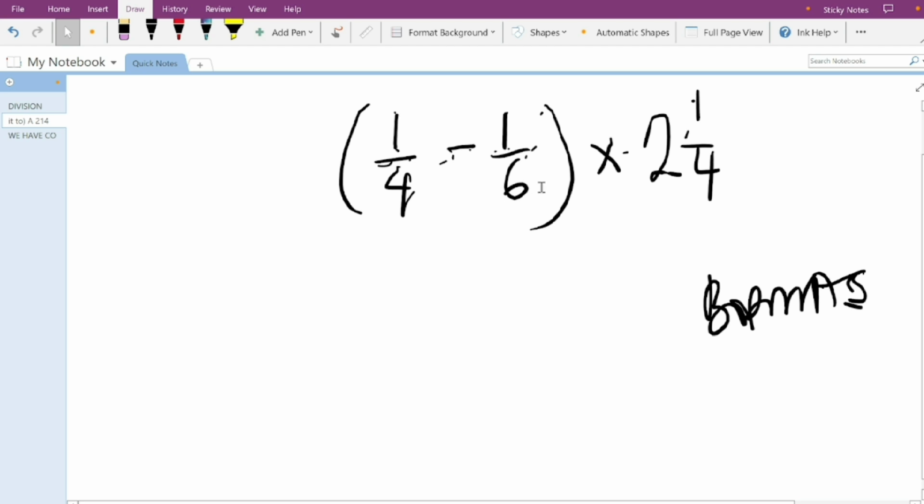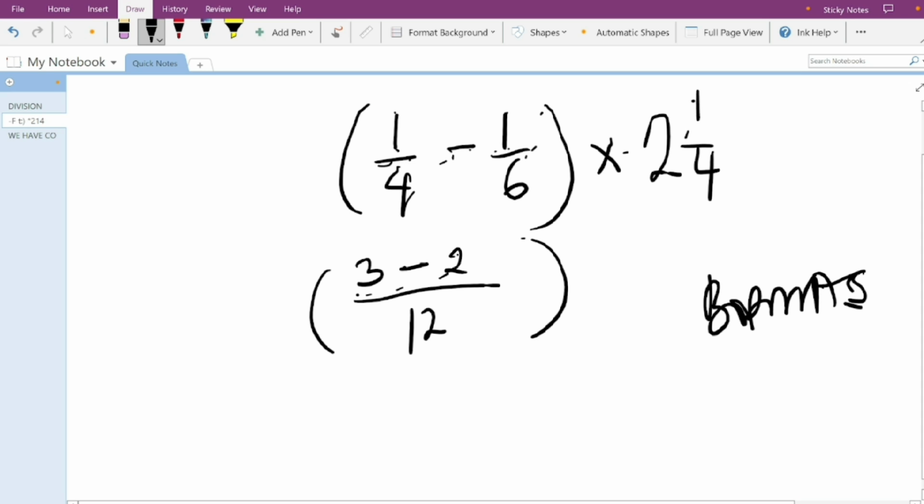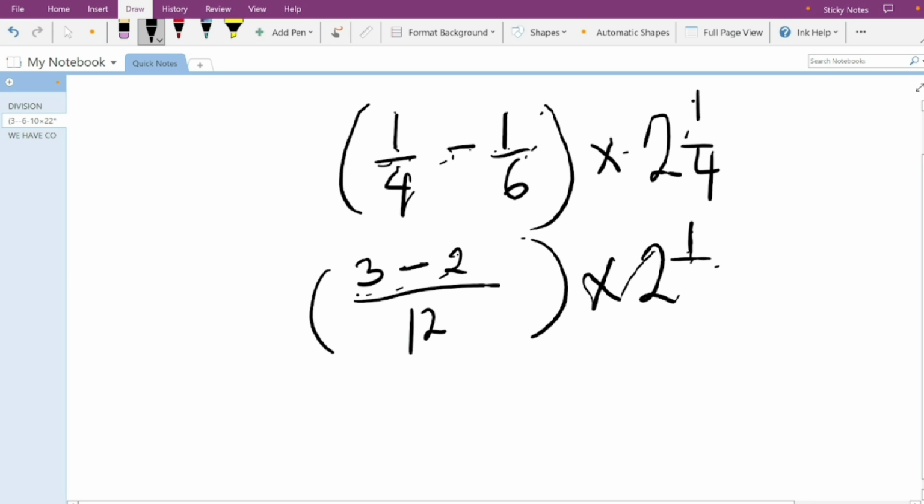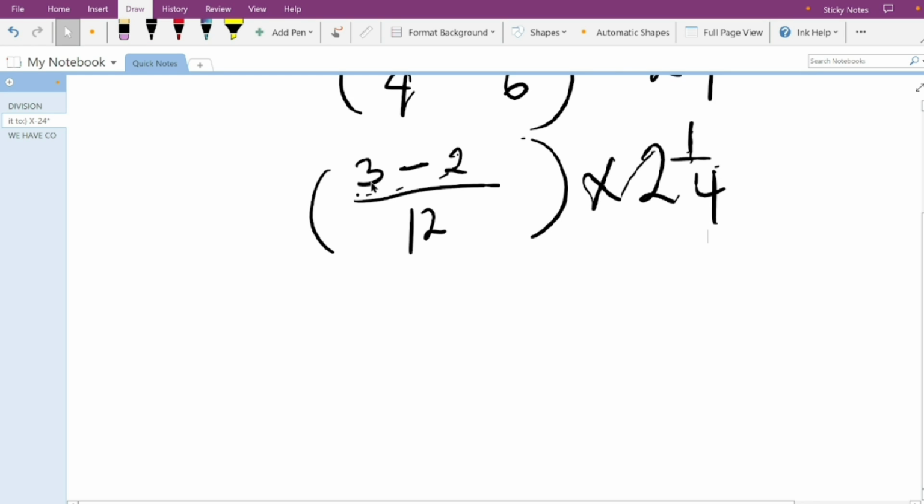Now because of the bracket, the whole thing changes, so we have to first work with what is in the bracket before we multiply. So in the bracket we have LCM of 4 and 6. LCM of 4 and 6 is 12. We go 12 divided by 4, that's 3. 3 times 1, that's 3. We go minus, put the sign. 12 in 6. 12 divided by 6 is 2. 2 times 1 is 2. We still have here times 2 whole number 1 over 4. Next we go 3 minus 2, that's 1 over 12.